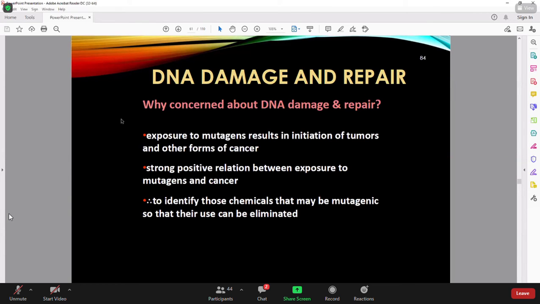Okay, class. Do you have any idea what kind of mutagens, when you are exposed to them, can lead to the initiation of tumors or other forms of cancer? What examples? Radiation. Radiation, okay, this is a good example. Radiation, what else?